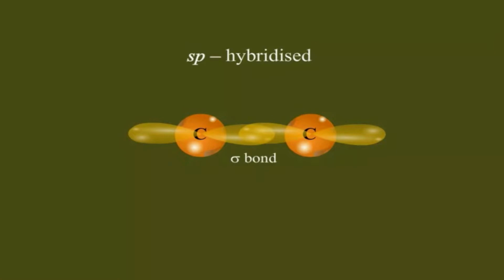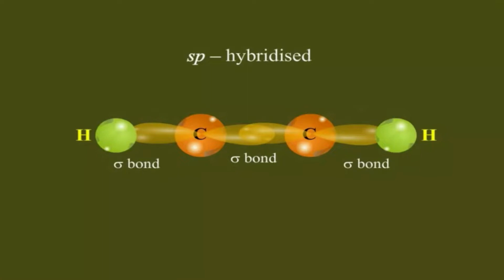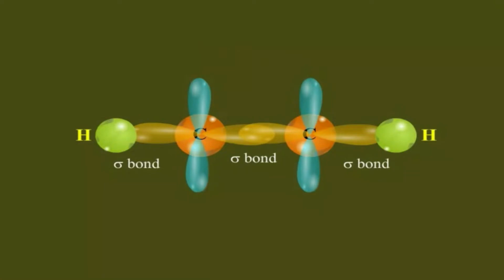Now what happens with the remaining sp hybrid orbital? This sp hybrid orbital of each carbon atom overlaps axially with the 1s orbital of a hydrogen atom to form carbon-to-hydrogen sigma bonds. Now, each carbon atom also has 2 unhybridized p orbitals, which are perpendicular to the plane containing the carbon-to-carbon sigma bond.